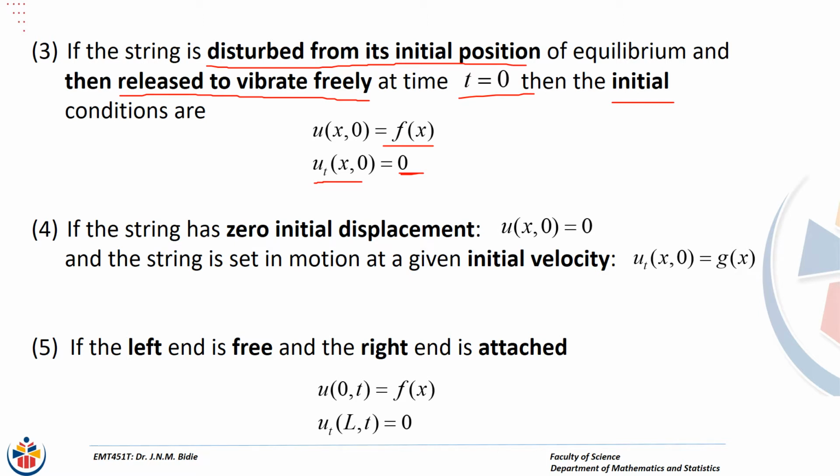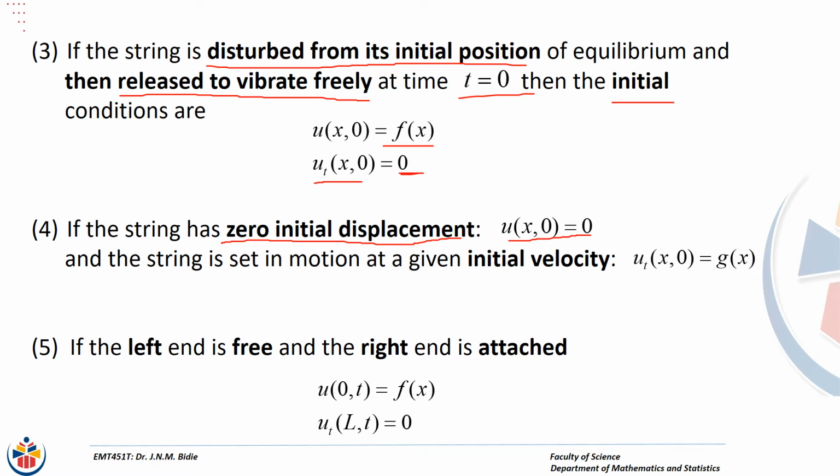Number 4, we just want you to look at if we're saying the initial displacement is equal to 0, or in high school we used to say that initially the object was at rest. So that means there is no initial displacement. So we have u of x,0 is equal to 0.